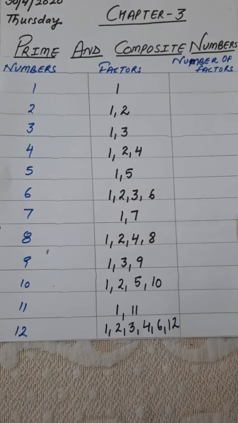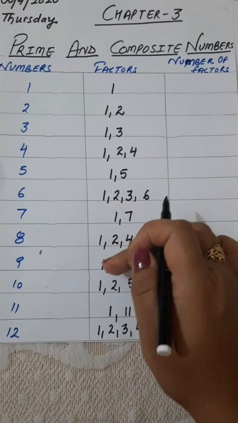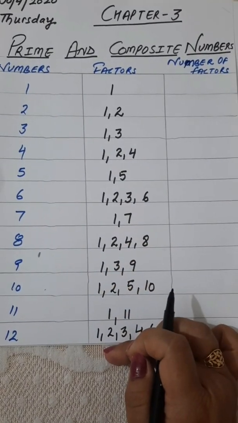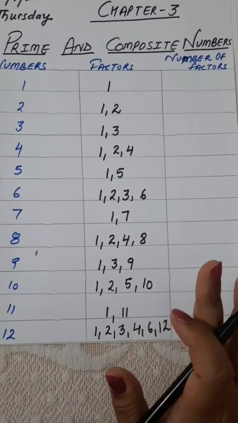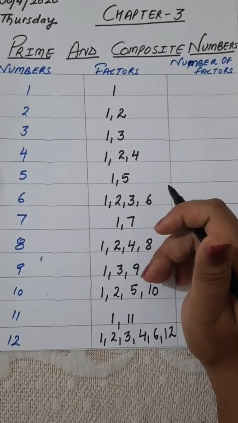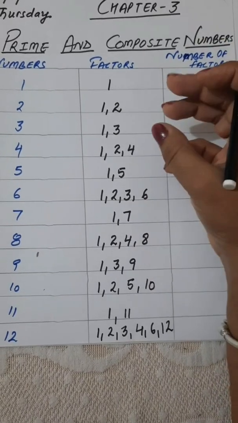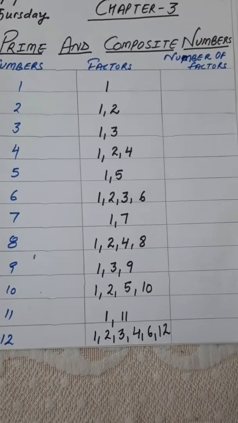As we saw earlier, 1 is the factor of every number. 1 is the common factor of all the numbers, and we know that factors are always limited. Factors are always limited, and every natural number is a factor of itself.